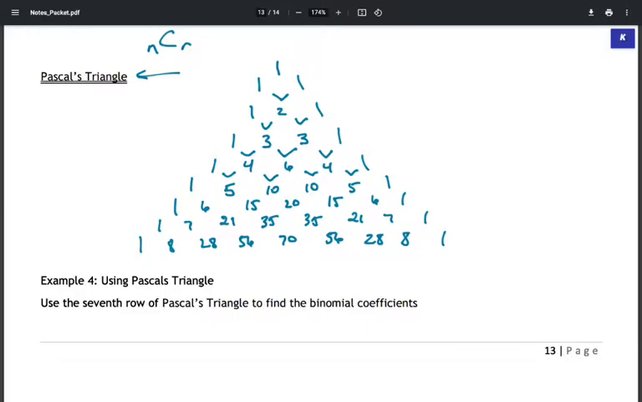So when it asks you to find the 7th row of Pascal's triangle, then we're looking at, this is the 1st, 2nd, 3rd, 4th, 5th, 6th, 7th row is this one right here.